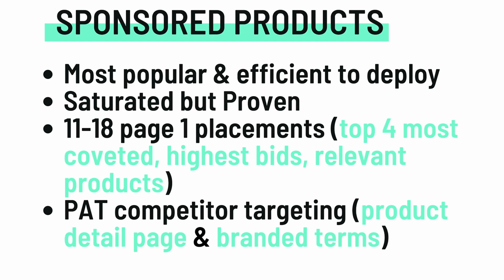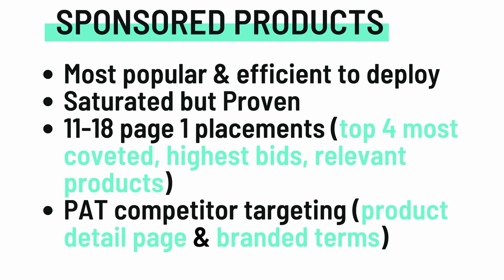And then there's basically 11 to 18 page 1 placements in most categories that you can actually bid and show your product on. So the top 4 are the most coveted there at the top. That's right below kind of when you first type in search results. They typically require the highest bids to win, and they're typically going to require that you have a really relevant product. So Amazon, even if you bid a lot of money, won't necessarily serve your ad up if you're not relevant for that particular search term.